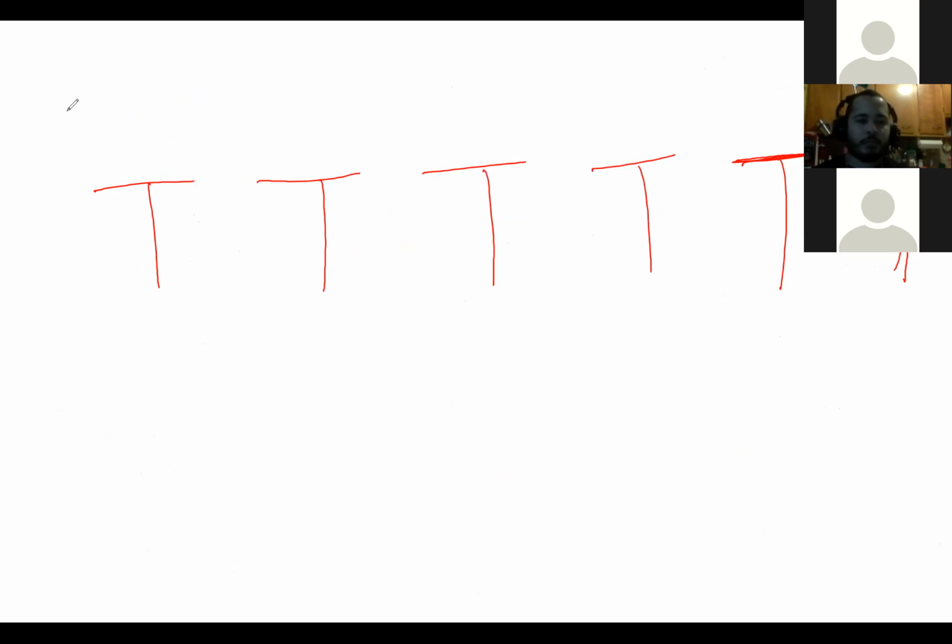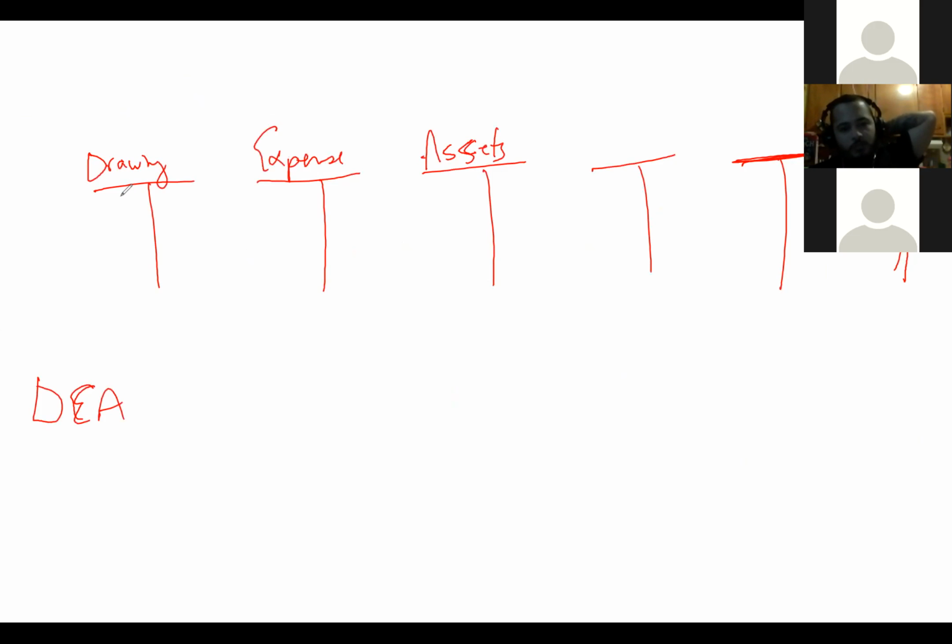So we have DEA. So drawing, expenses, and assets. These are always going to be debit credit. Every time. So are these. I don't even know what these are yet. And they're still going to be debit credit.